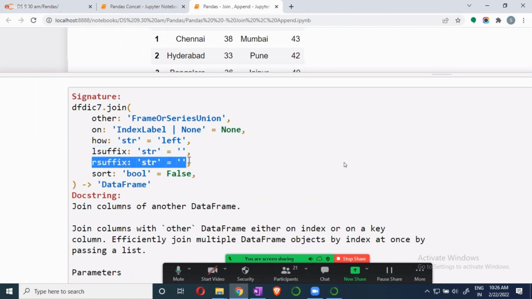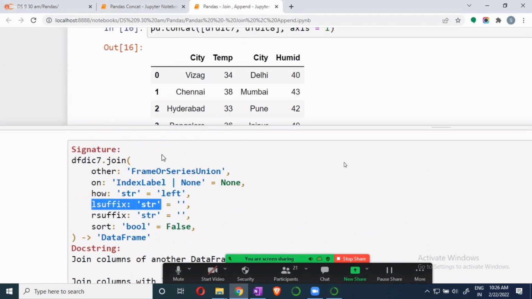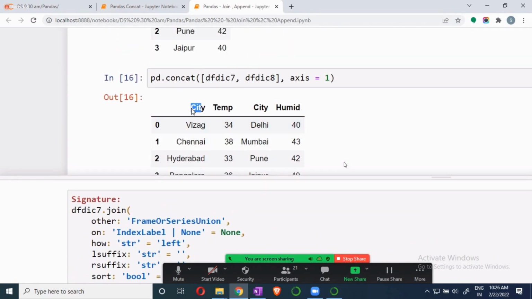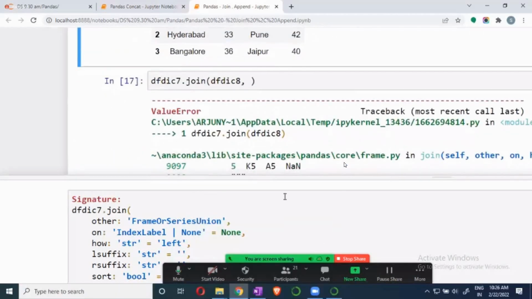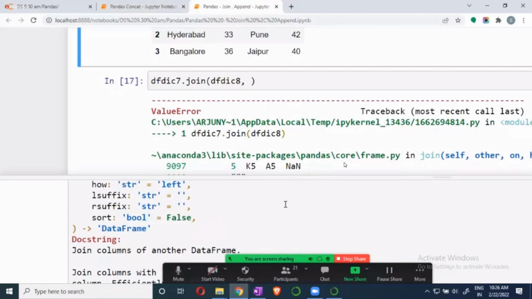Again, guys, just now we have done it with merge, left index and right index. You have to mention both. If you mention one, it will give you an error. In this case, you can mention it. Left suffix means in this left side city, what name you want to give it. Right side city, what name you want to give it. So that they will be identified differently.